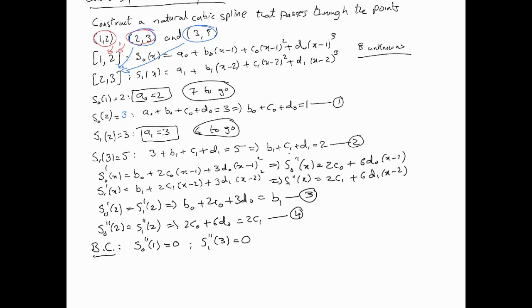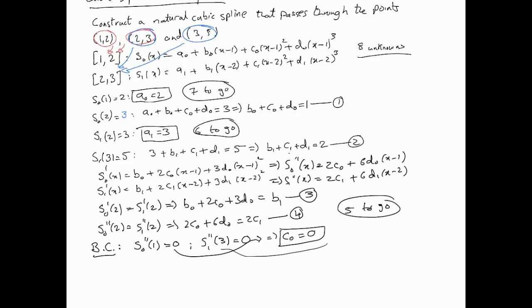Now the first of these conditions implies that S0 double prime of 1, if I substitute the 1 in here, you'll see that'll go away and leave you with the 2C0, so that means that C0 equals 0. So we found yet another one of the unknowns, so we've got 5 to go.